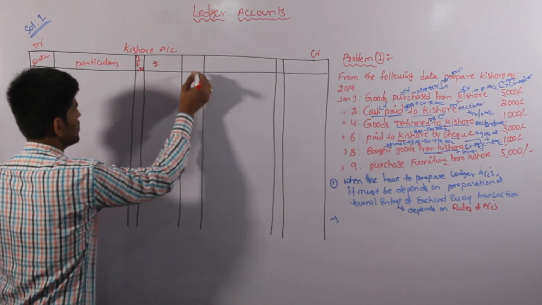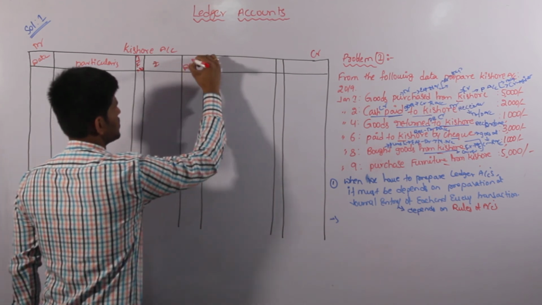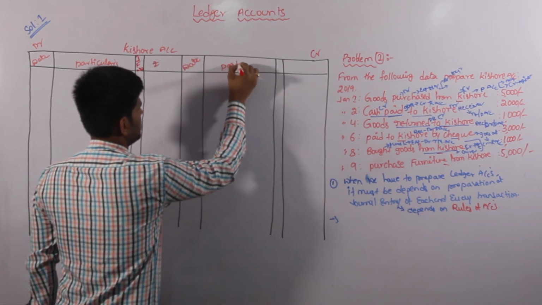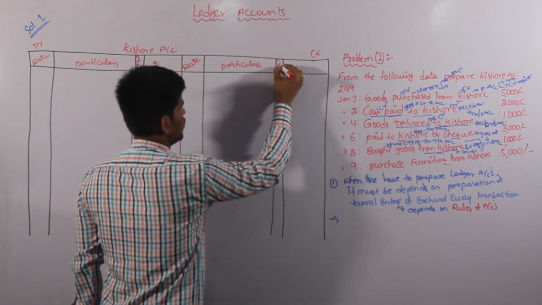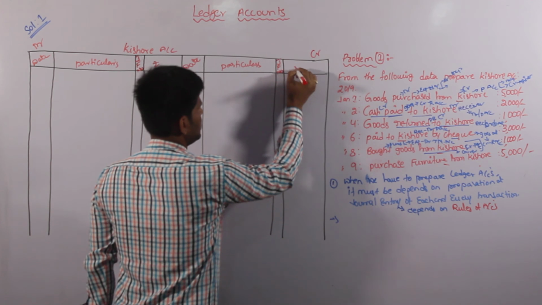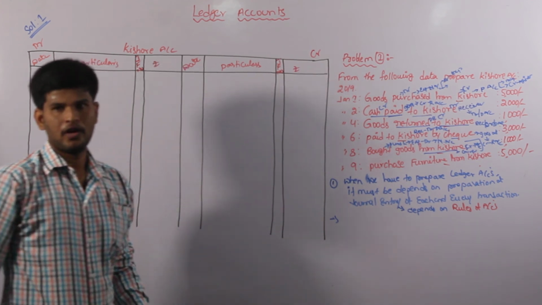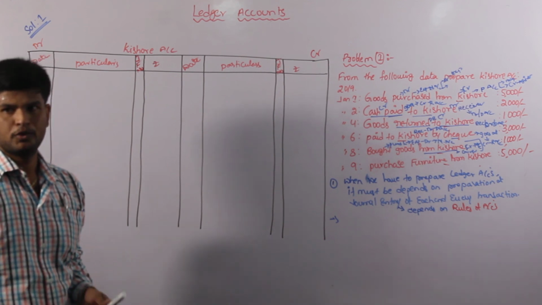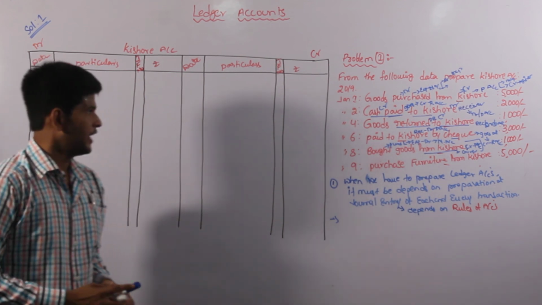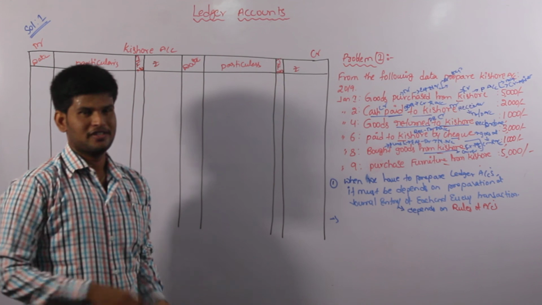JF, here the total amount symbol, and this column is also date, particulars, journal folio number, and total amount. This is the pro forma about how to prepare a ledger account, and to know how the entries will be converted from journal entries.